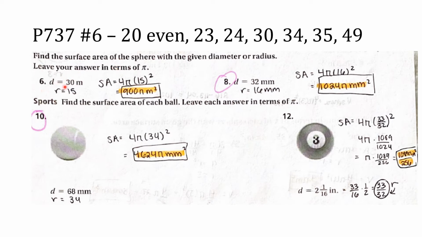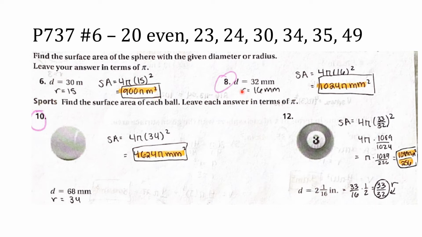So for number 6, we're given a diameter of 30 meters. We know that our radius from that would be 15. We know our surface area formula is 4 pi r squared. So I'm going to plug in 15. 15 squared is 225, and then 225 times 4 gives me 900 pi meters squared.